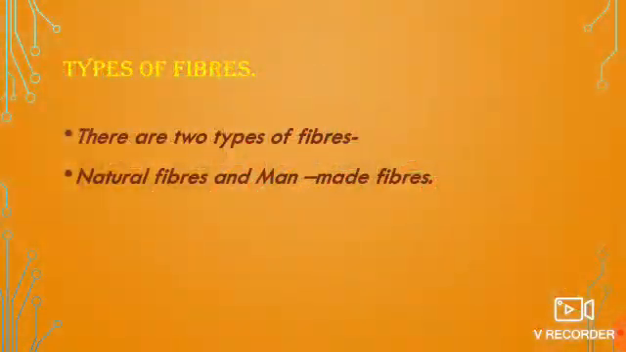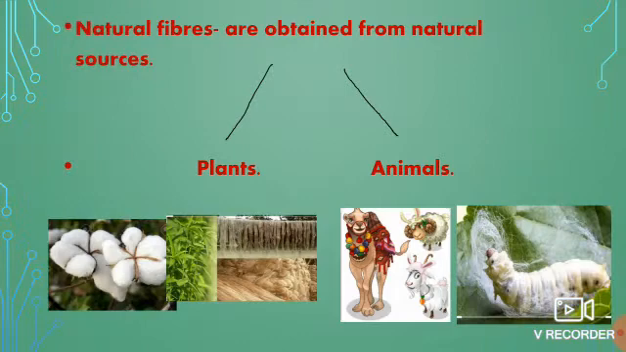Now, types of fibers. There are two types of fibers, natural fibers and man-made fibers. Natural fibers, as the name says, are obtained from natural sources. So, what could the natural sources be? The sources will be both plants and animals.